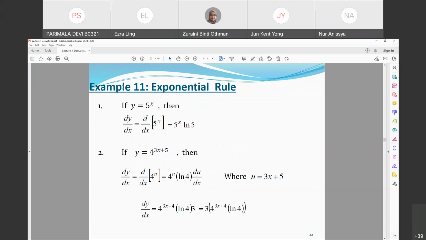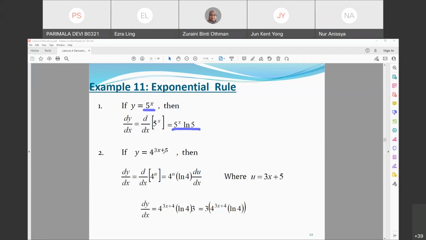Then this is example 11. We have to solve it by using exponential rule. Okay, nampak tak kat sini? 5x, which is our A ialah x. Ini ialah contoh saya tadi dah. 5x ln 5. Tengok dekat rule tadi.